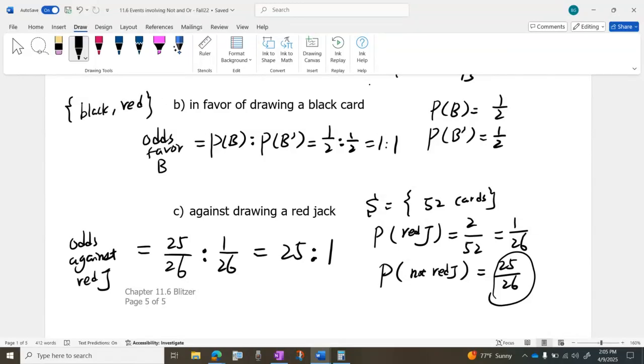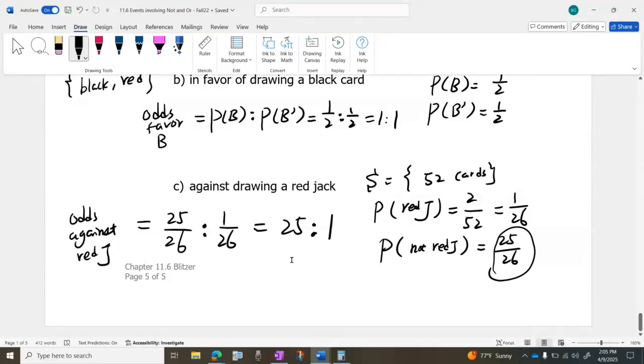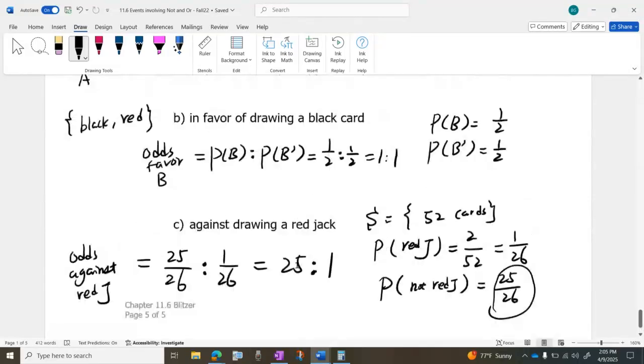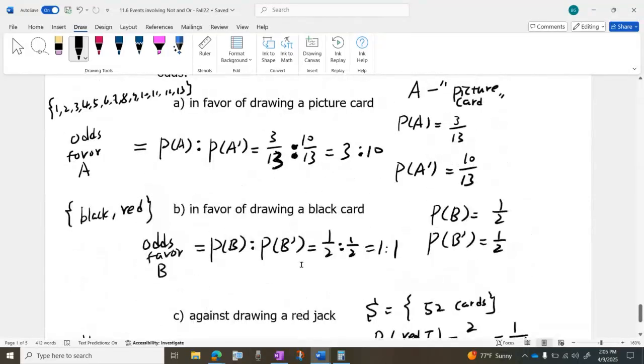Yeah. So if in this case getting a red jack is a success, meaning winning, then the chance of losing is 25 times more than the chance of winning. And you can see the comparison. You can compare the chance of losing with the chance of winning, right? This sounds good, everybody?